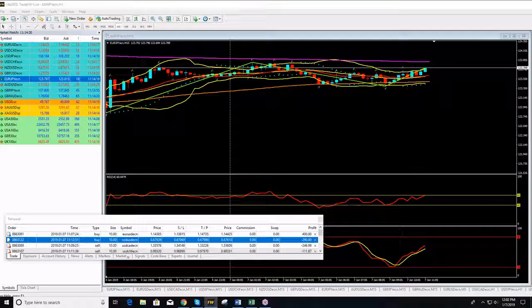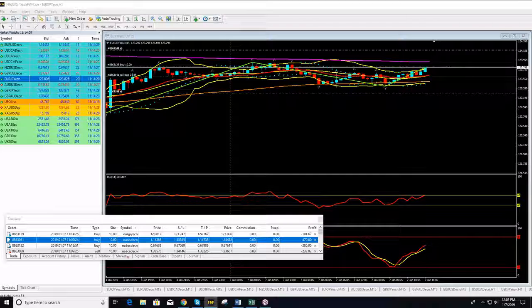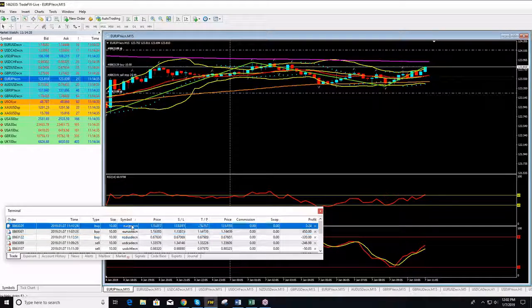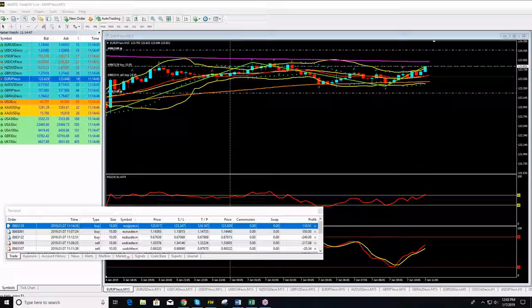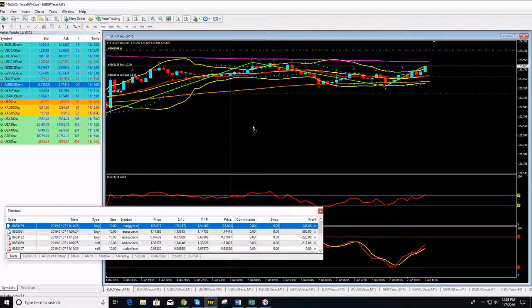Okay, long positions. We have just entered the long position on Euro yen. It's accumulating nicely. There we go. We have entered the long position on Euro yen at 123.817. Stop loss 123.247 and TP 124.167. Already making some money on Euro yen. A rally is expected. Let's go on with the next one.